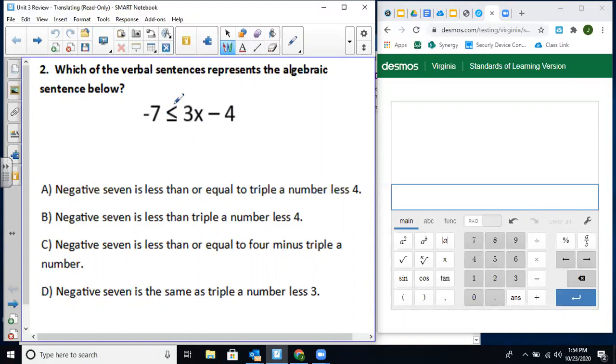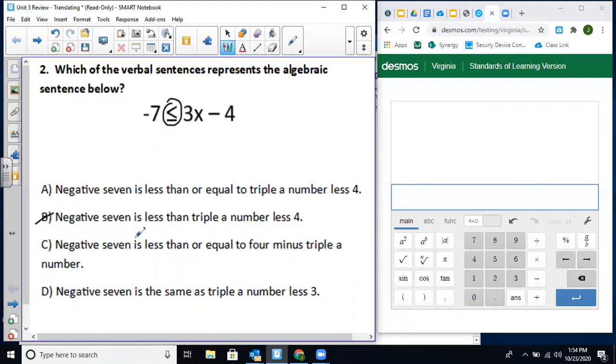My second part right here is my inequality symbol. That is a less than or equal to. So let's read each of these to see if we can eliminate any that don't have less than or equal to. So we have -7 is less than or equal to triple a number less 4. Okay, so that has it. -7 is less than triple a number. Well, that doesn't include the equal to, so I'm going to go ahead and eliminate option B.